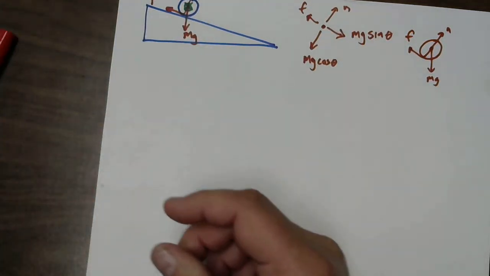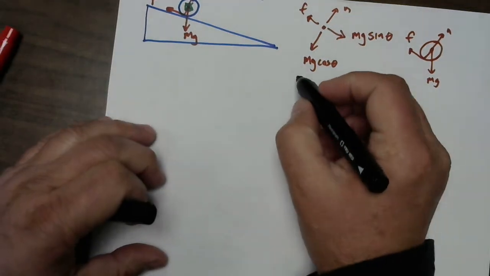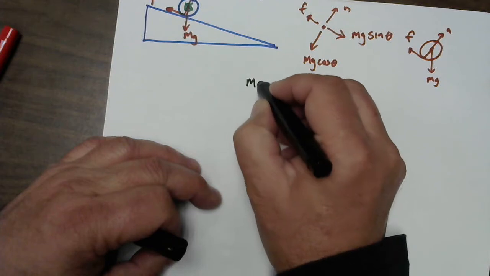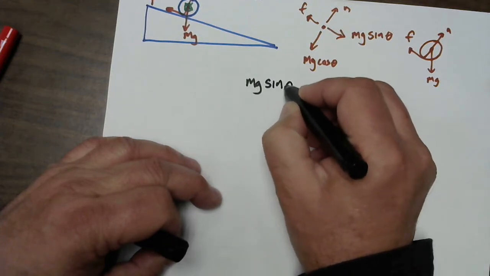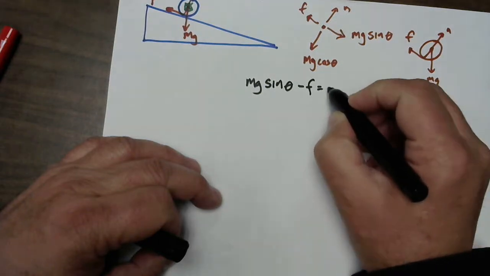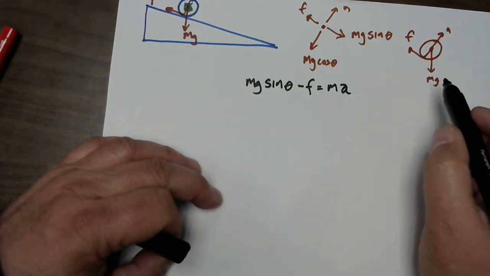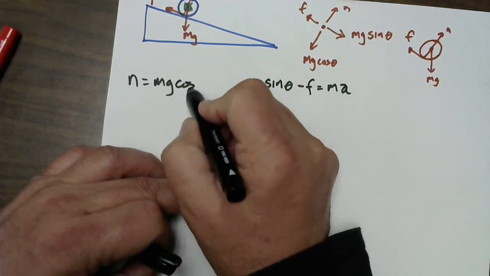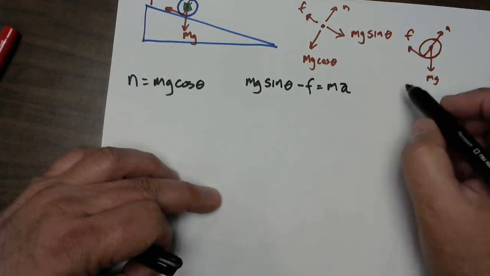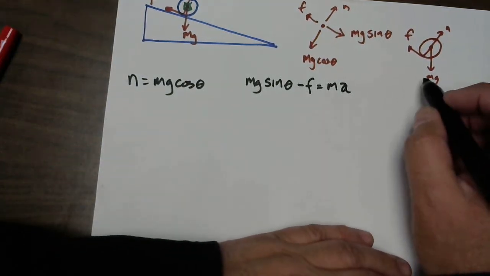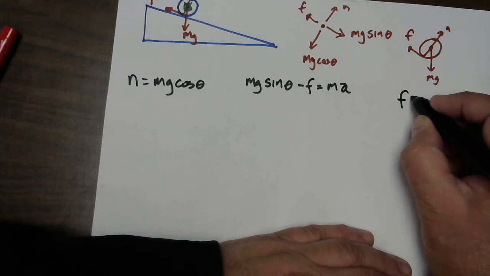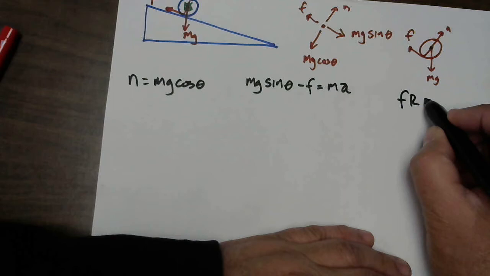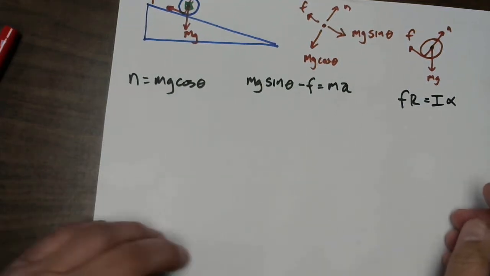So we have two different things to say that are true here. We have that the sum of the x forces leads to acceleration. So mg sine theta minus the friction equals m times our linear acceleration. We also know that the normal force will be equal to mg cos theta. These two are going to balance out, and we have a torque equation: the sum of all the torques, that means the frictional force acting at a distance 1 radius away from the axis of rotation, is going to produce I times alpha.